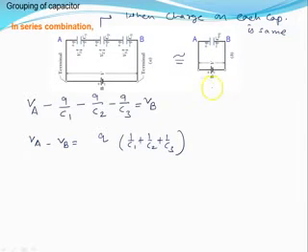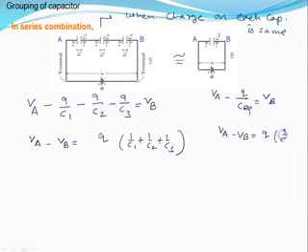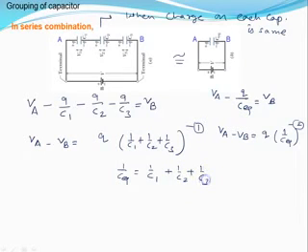In this equivalent circuit, if I write the equation VA minus Q upon C equivalent equal to VB, I can say here VA minus VB equals Q into 1 upon C equivalent. If I compare equation number 1 with equation number 2, I get the standard result, that is 1 upon C equivalent equal to 1 upon C1 plus 1 upon C2 plus 1 upon C3, like this.